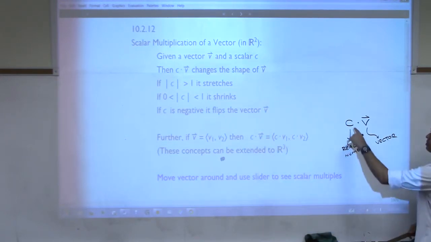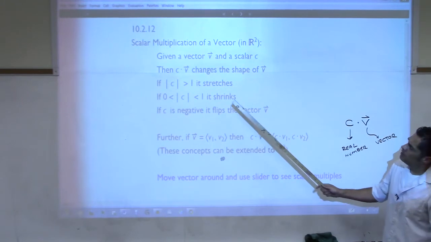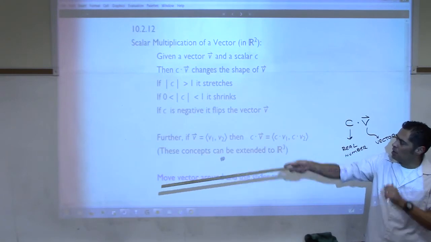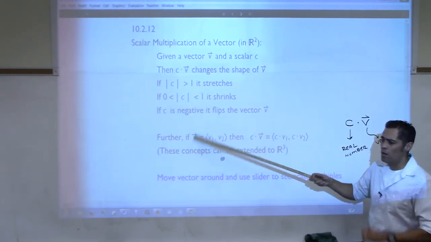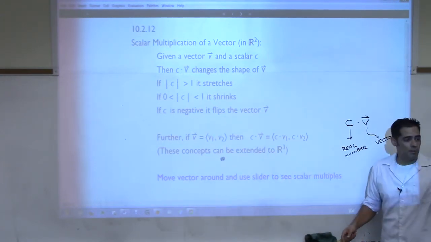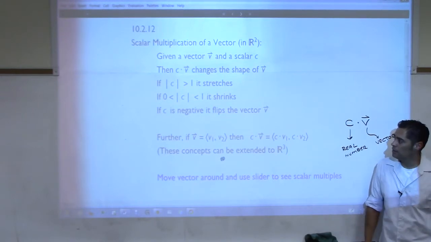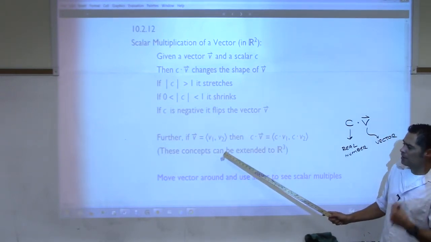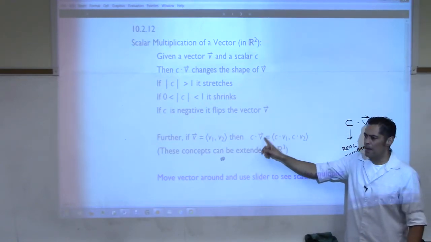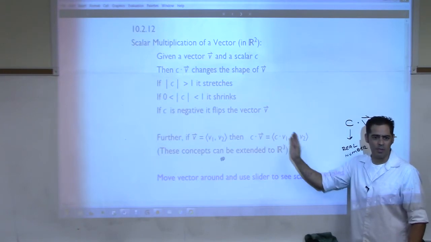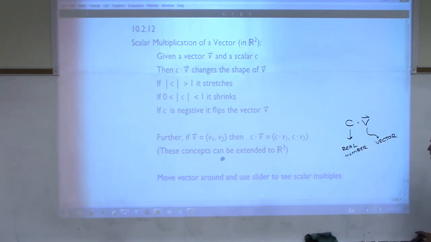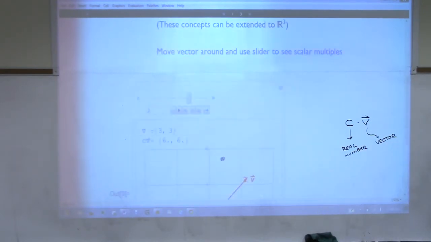So if we have some number c in front of our vector, then c changes the shape. If the absolute value of c is bigger than 1, it stretches it, makes it longer. If the absolute value of c is between 0 and 1, it will shrink it, make it smaller. If c is negative, it flips the vector and points it in the other direction. Also, when you're actually doing the computation of multiplying a scalar times a vector, the scalar just passes through to each component, almost like a distribution through the components of the vector. Same thing in three-dimensional space. So let's take a look at it.